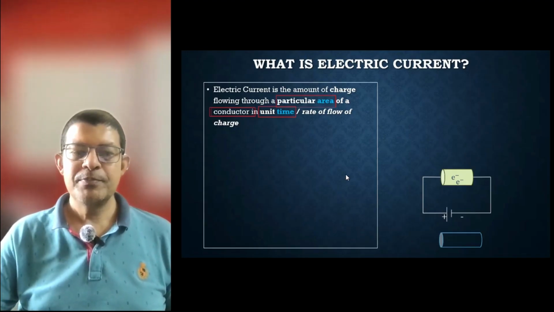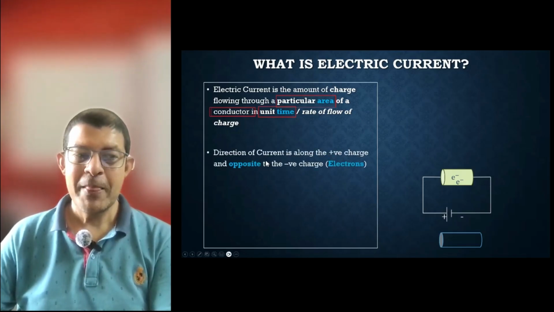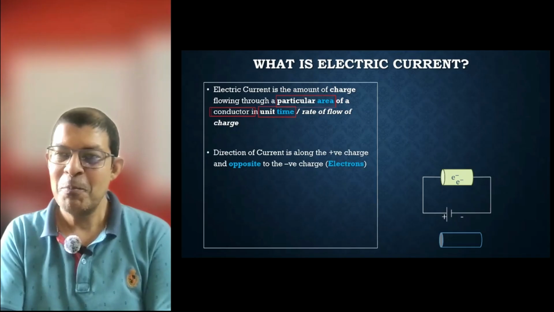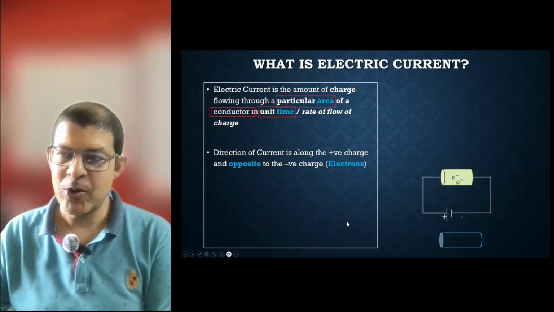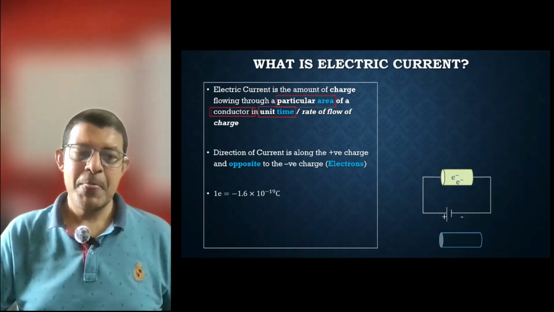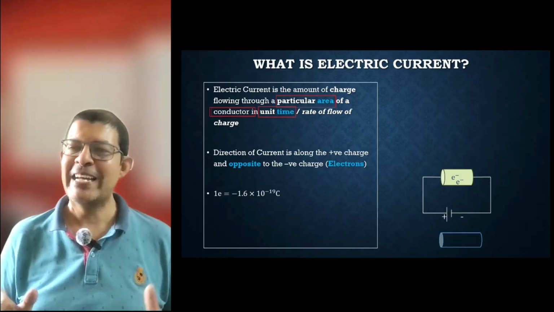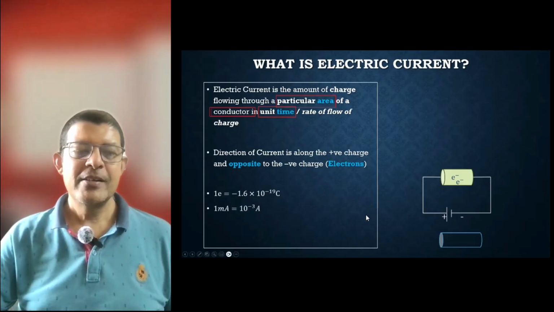And a particular aspect of flow of current is that it flows along the positive charge, but it opposes the negative charge, which is the electrons. What is one electron charge? The charge of one electron is minus 1.6 into 10 raised to power of minus 19 coulomb, right?